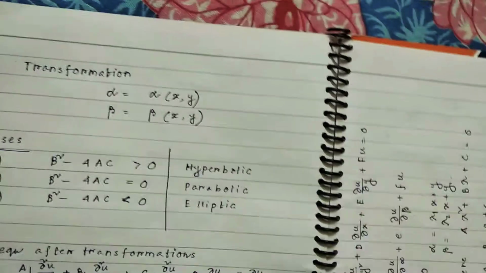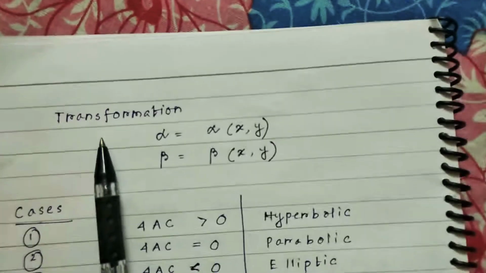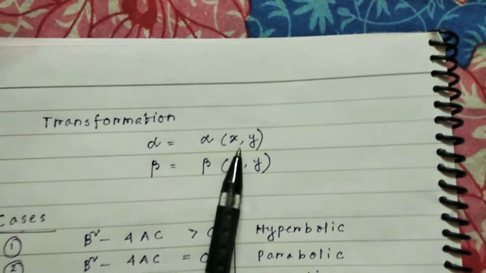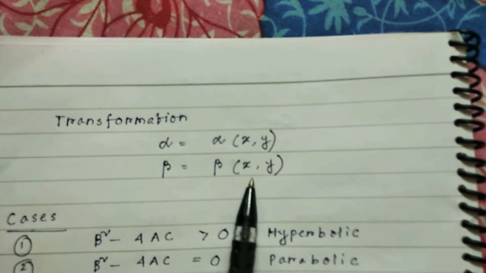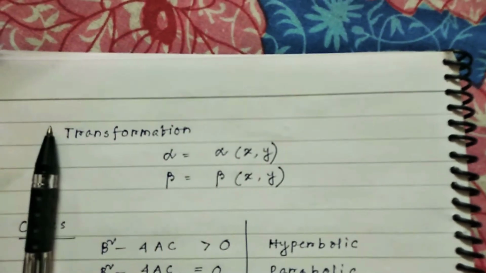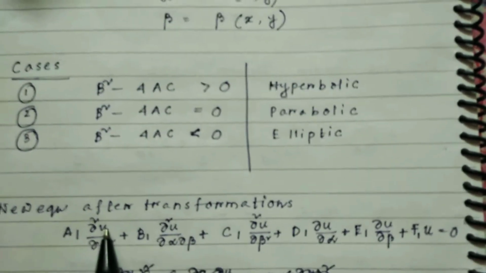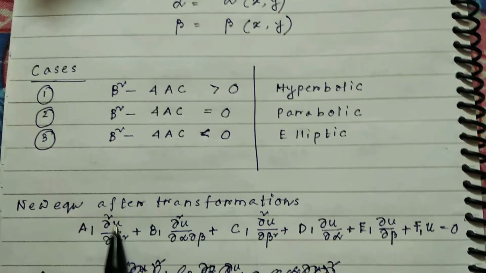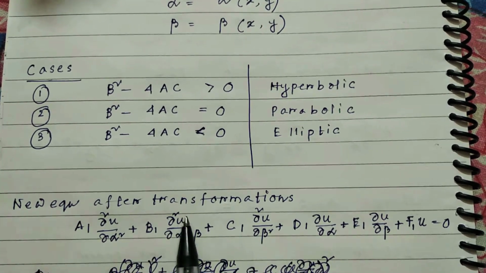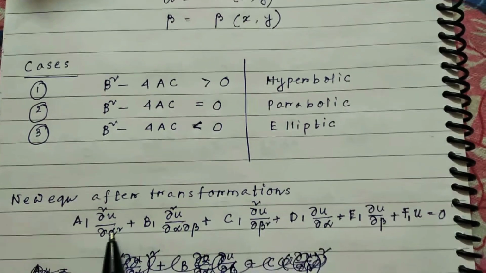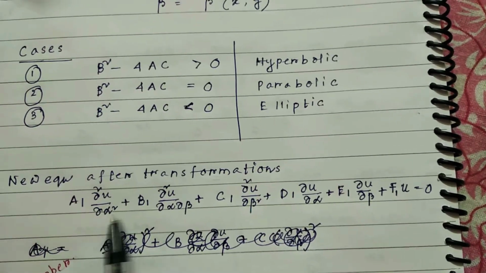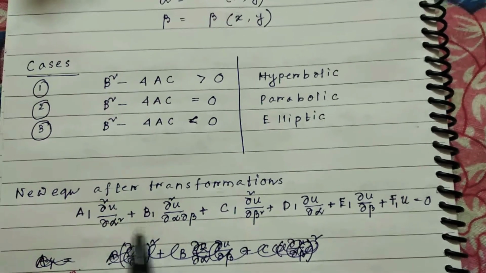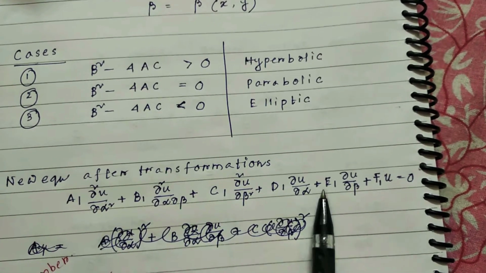Let me tell you that if we take transformations, alpha equals a function of x and y and beta is also a function of x and y, we can transform this equation into another form. This new equation will be a1 del 2u del alpha 2, b1 del 2u del alpha del beta, and so on. All the independent variables change to alpha and beta, and the coefficients also change to the new coefficients a1, b1, c1, d1, e1, f1.